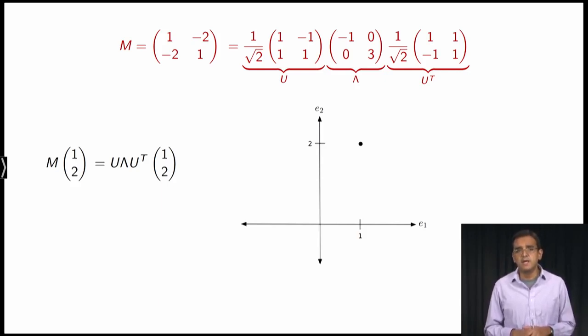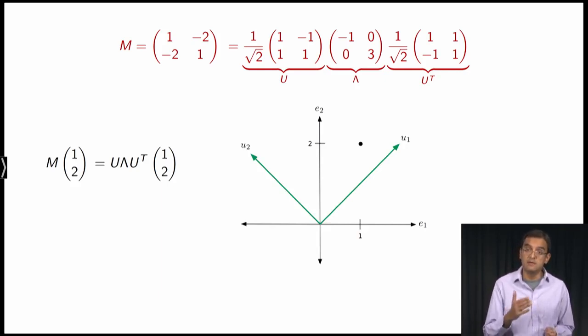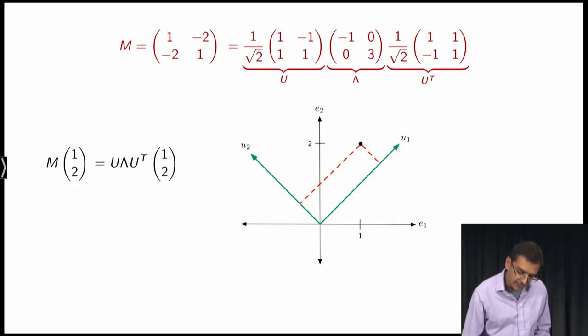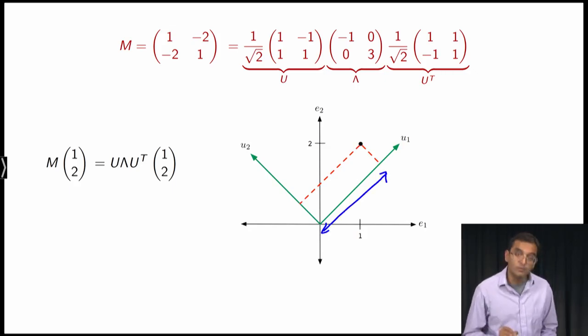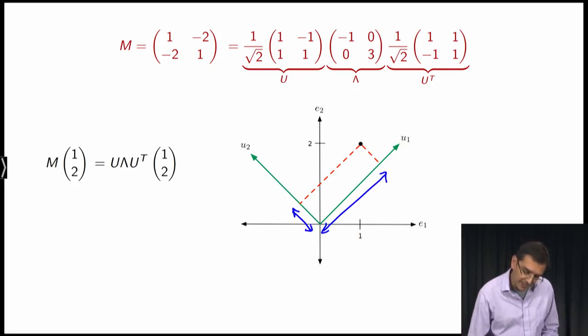And the first step is to apply U transpose to this vector 1, 2. What that does is to take the vector 1, 2 and rewrite it in this alternative eigenvector basis. Okay, so the eigenvector basis in this case has vector u1, which is 1, 1, and the vector u2, which is negative 1, 1, all divided by square root 2 to normalize them to unit length. And what we're going to do is to take this point 1, 2 and rewrite it in this basis. Okay, and so these will be the values we get. The first coordinate will be that length, and the second coordinate will be that length.